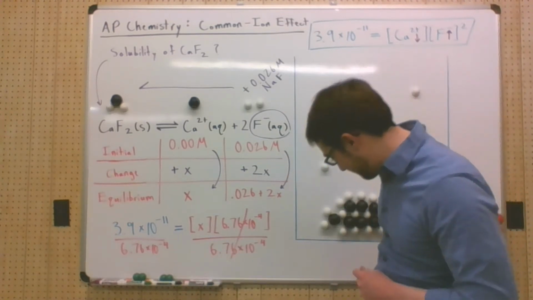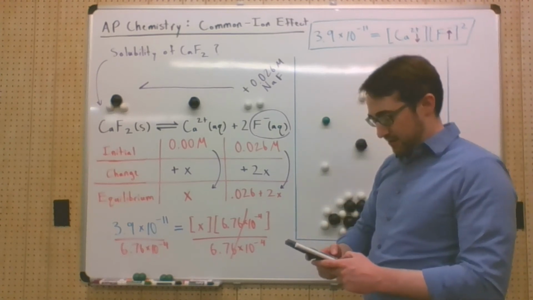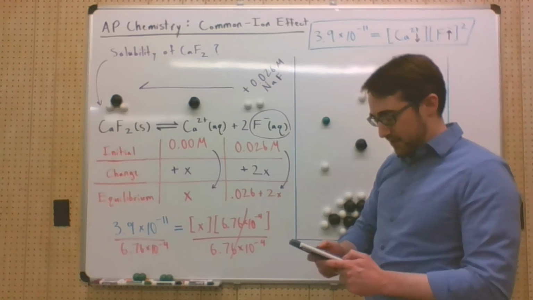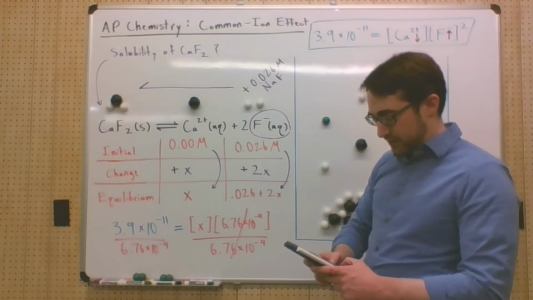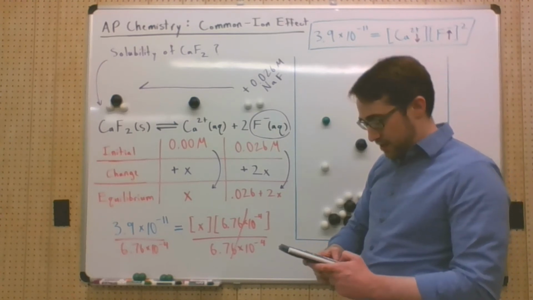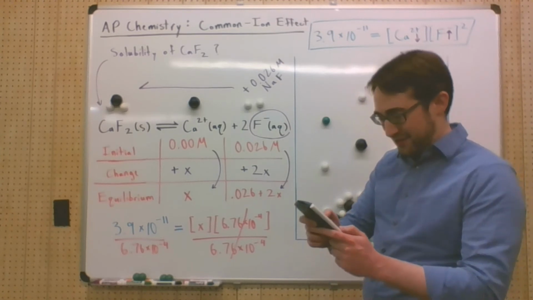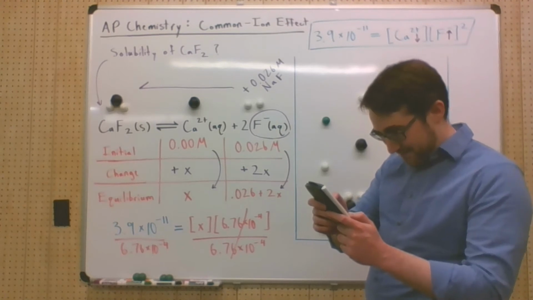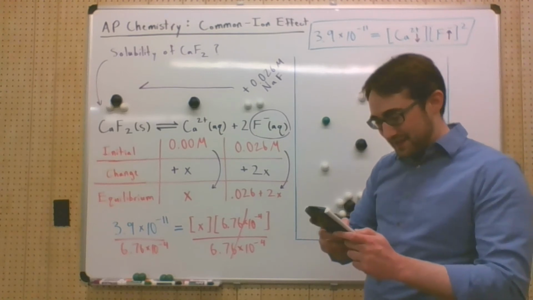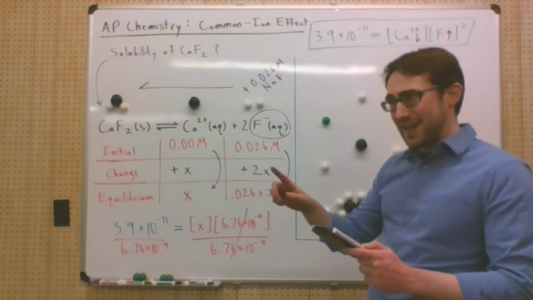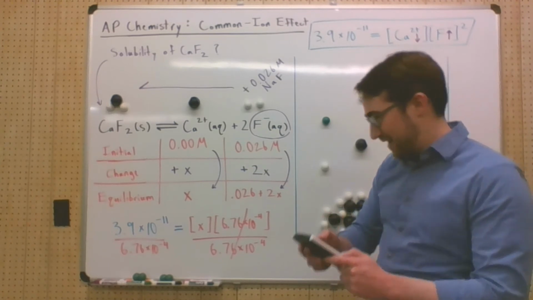So let's plug it in. I'm going to put big parentheses around it. 3.9 times 10 to the negative 11th divided by parentheses 6.76 times 10 to the negative fourth, close parentheses. I get, I gotta count the spots. 1, 2, 3, 4, 5, 6, 7, 8. Looks like about 5.8 times 10 to the negative 8, I think. Let me recount that. 1, 2, 3, 4, 5, 6, 7, 8. Yes.